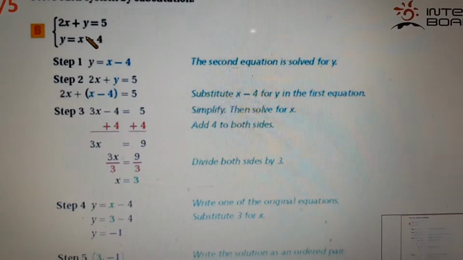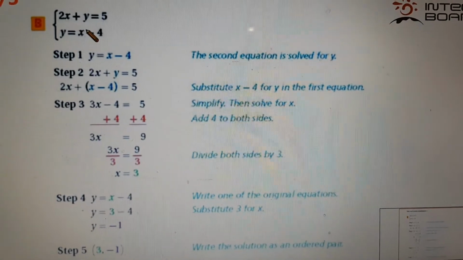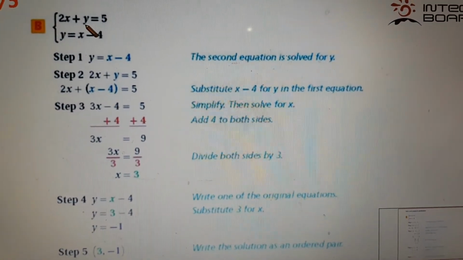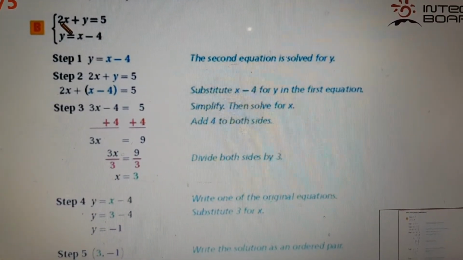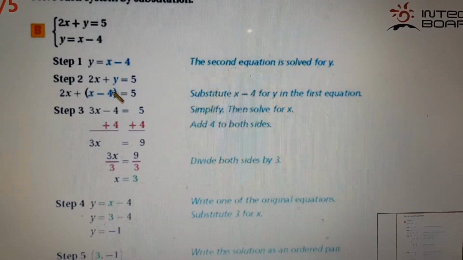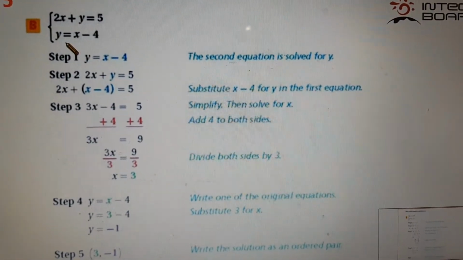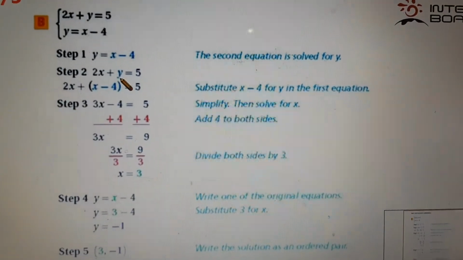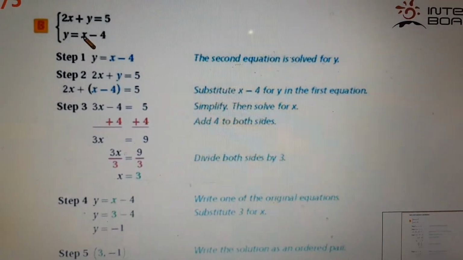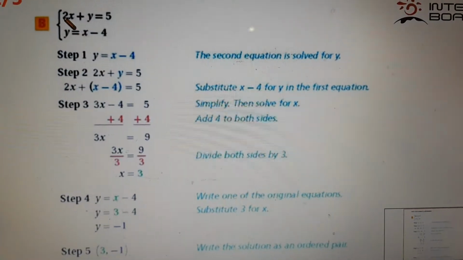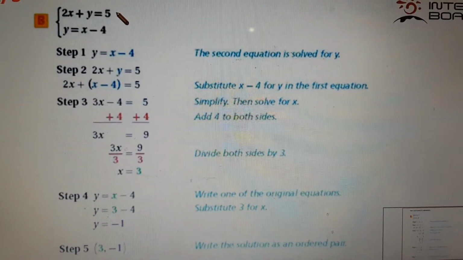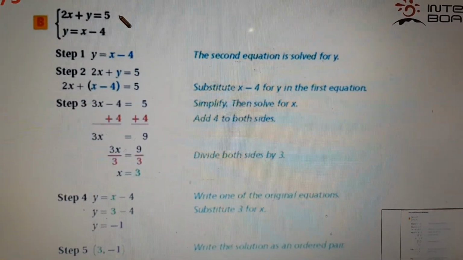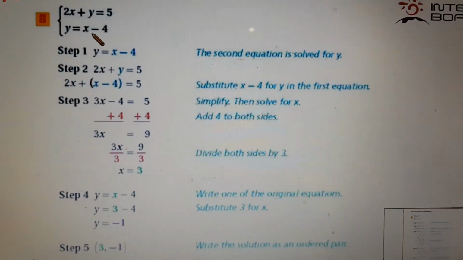First step, as I said, you should put y alone here. y is here. So I'll move positive 2x to the other side. It will be negative 2x. This equation is given y equal x minus 4. And the second one, you can make y equal negative 2x plus 5. So negative 2x plus 5 equal x minus 4.